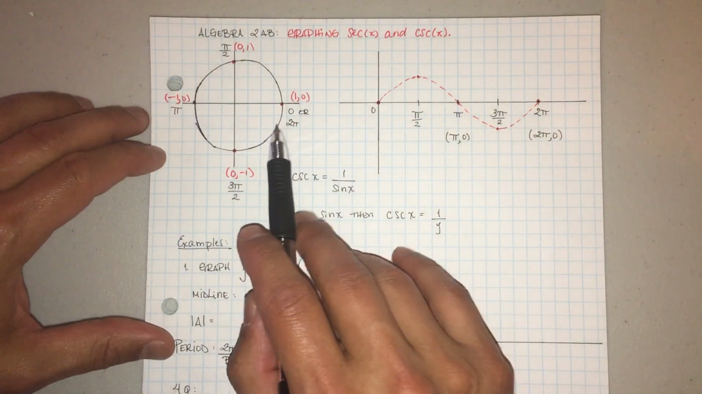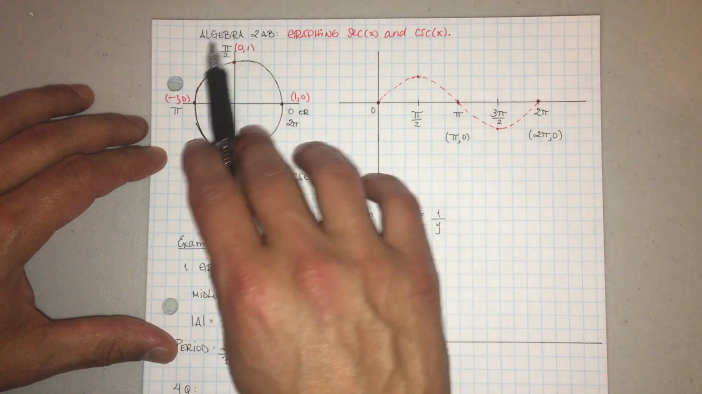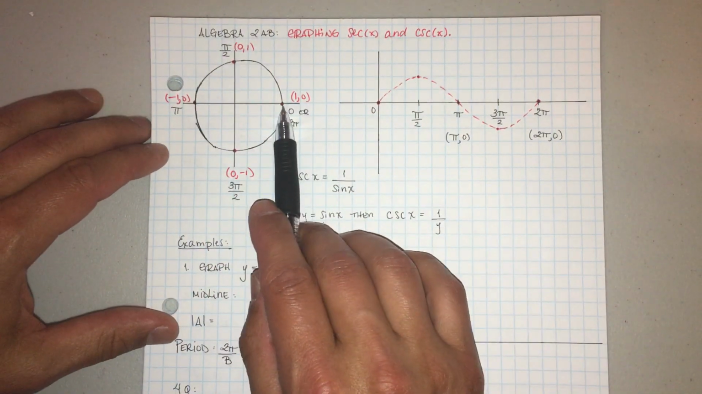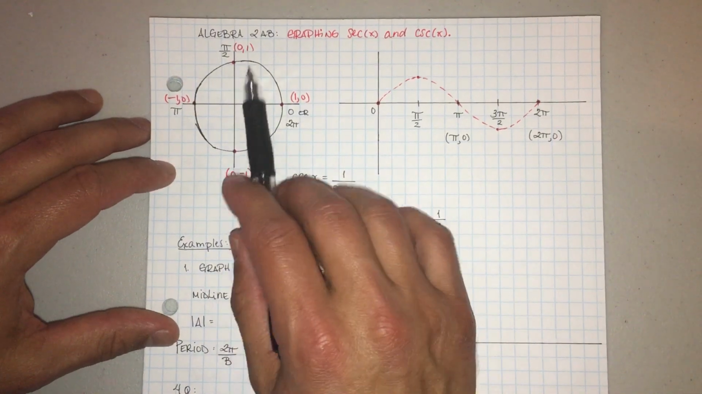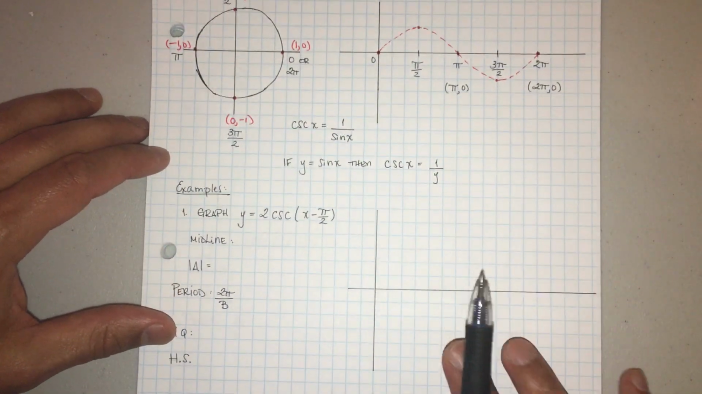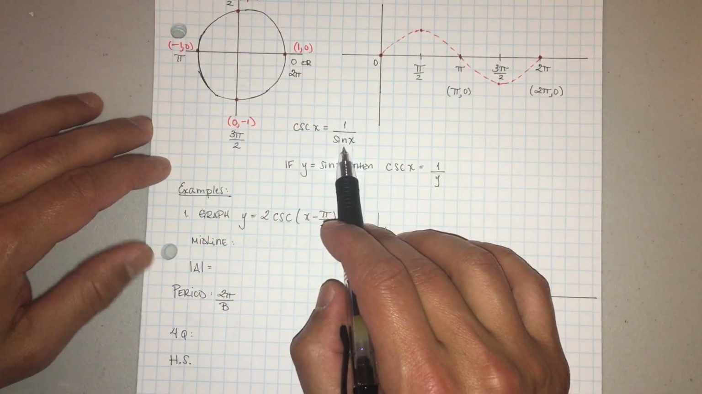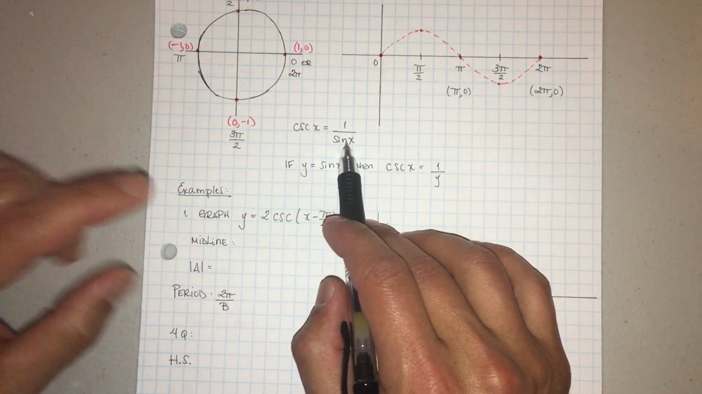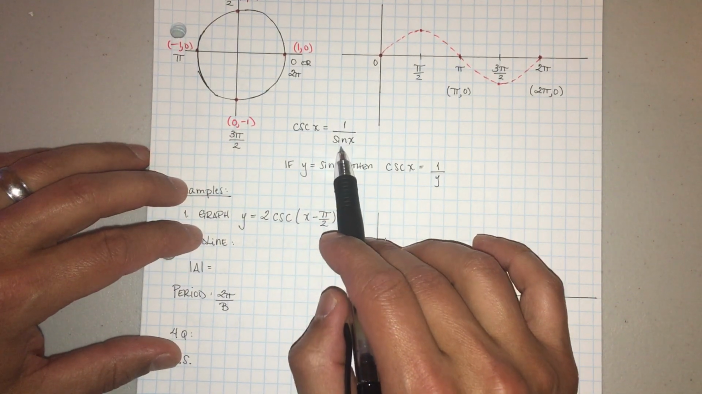So recall that our sine function comes from the unit circle, right? We start off at 0, pi over 2, pi, 3 pi over 2, and 2 pi. Now, understanding that cosecant is the reciprocal of sine, that means we are doing 1 over sine.